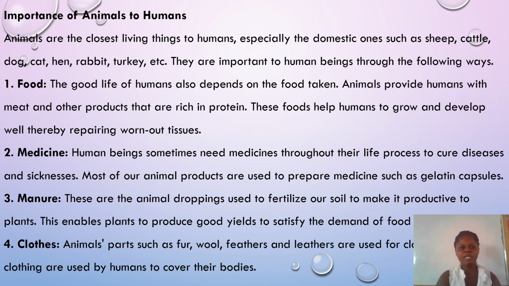How about the importance of animals to human beings? We also get food from animals. For example, we get chicken, we get cow meat, we get goat meat, we get eggs. You get a lot of food from animals, okay? We also get medicine from animals. We get manure to make our land fertile from animals. We also get clothes from animals. So we get fur, wool, feathers, leather, all from animals. They are things that are used in making clothes.